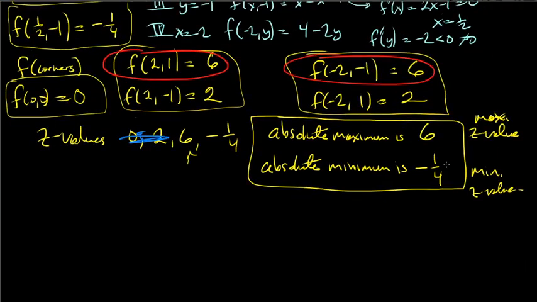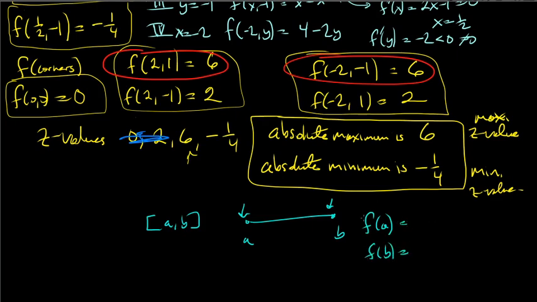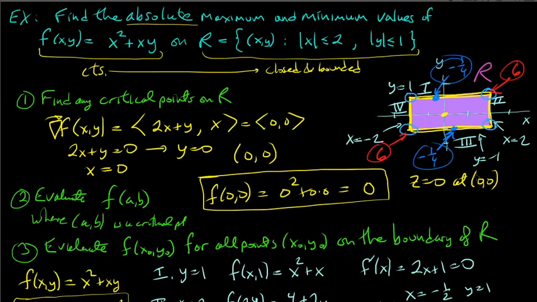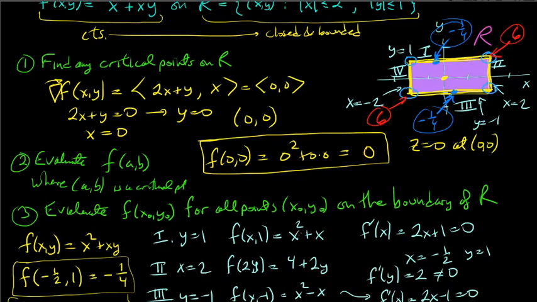In Calc 1, you have an interval from A to B, a closed interval. So in other words, you have your left-hand endpoint and your right-hand endpoint, A and B. So the boundary was just those 2 points. All you had to do was plug A and B into the function to determine if that's where you have an absolute maximum or minimum value. So in Calc 1, the boundary was really just 2 numbers, A and B. But in this problem, the boundary was the entire rectangle, the entire yellow rectangle here. So, not fun.